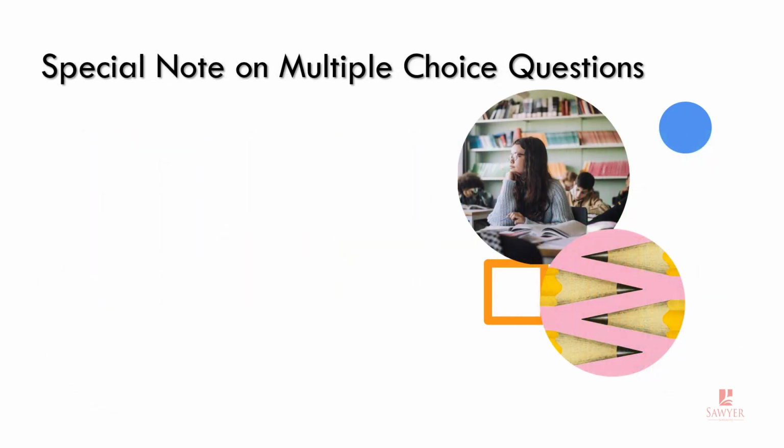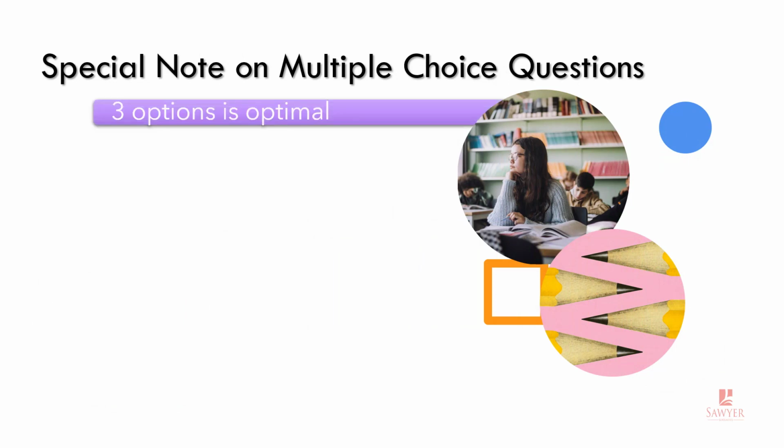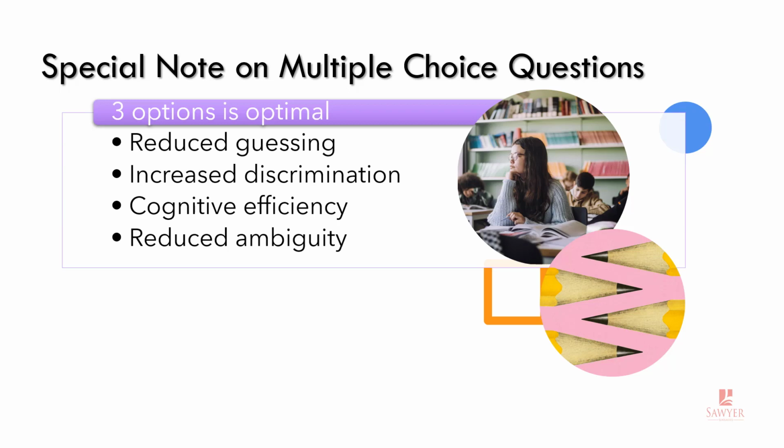Okay. And then a special note about multiple choice questions. What we want to focus on is 3 options. 3 options is optimal for KG through 12. And even in college, a lot of times, if it's a subject exam, not a language proficiency exam, because remember, those are different types of things. So the reason why is because it reduces guessing, it increases discrimination, and I'm not talking about racial discrimination, I'm talking about choice discrimination, and it helps with cognitive efficiency, it helps our thinking ability, and it reduces ambiguity.